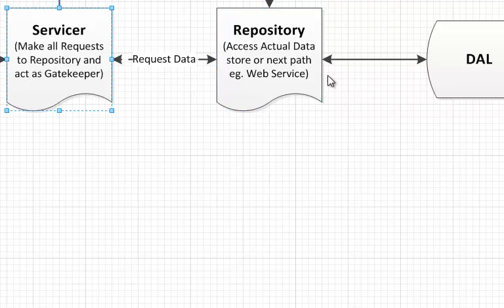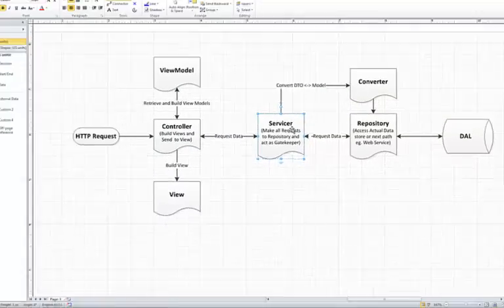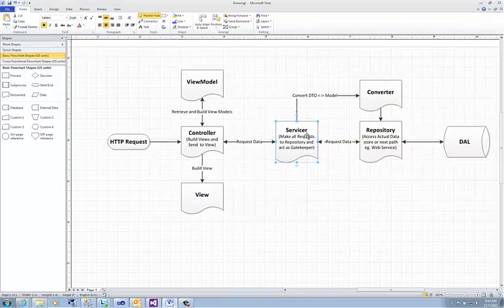So, like I said, the servicer will call the repository. Then the repository is going to return data to the servicer. Now the servicer is going to say, okay, great, I've got all this data, and it's a DTO, but I already know that the person that's calling me doesn't understand DTO. So what do I do?